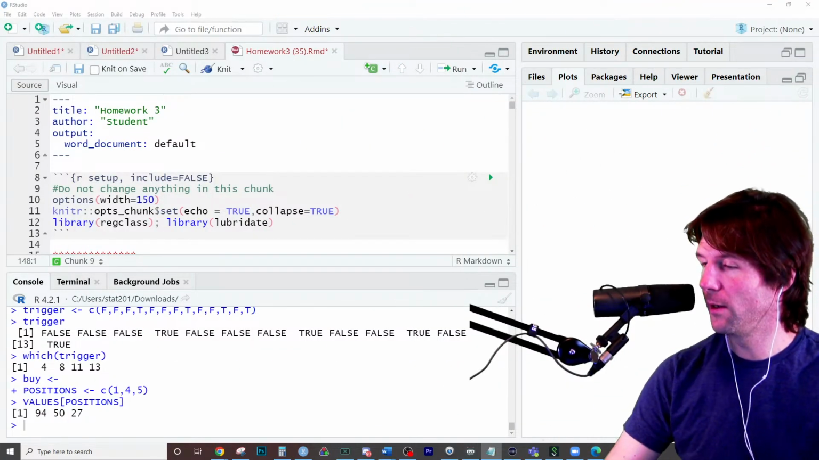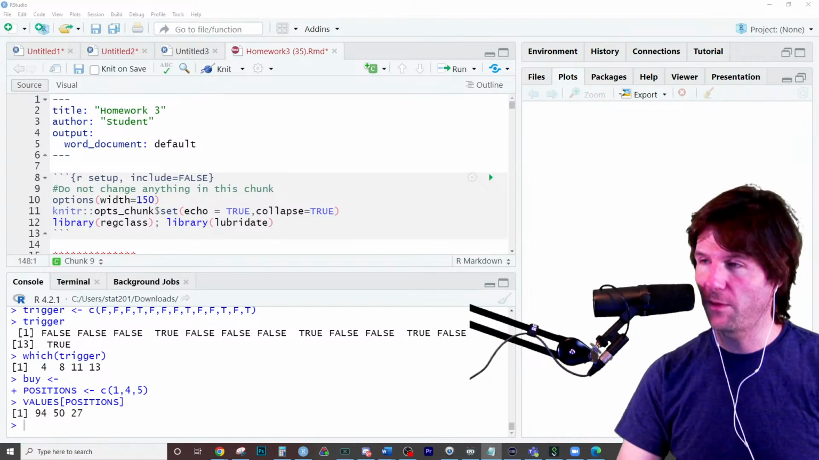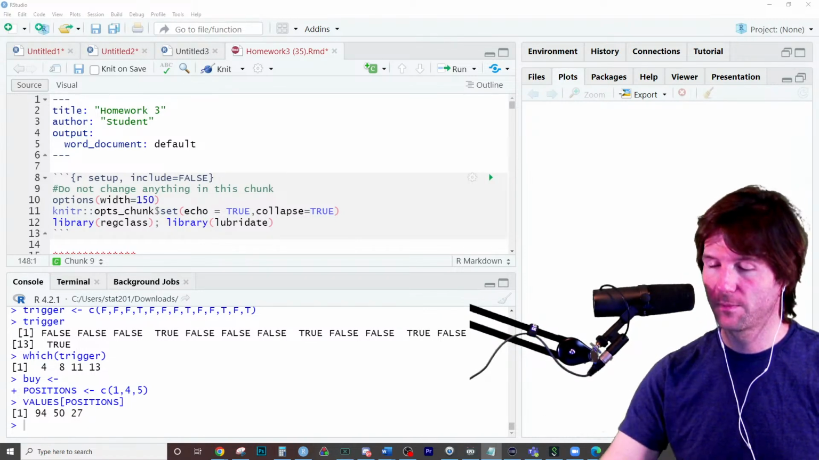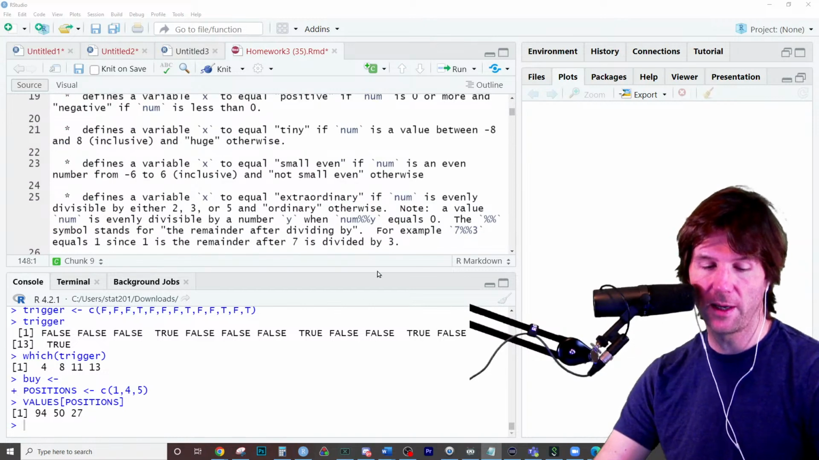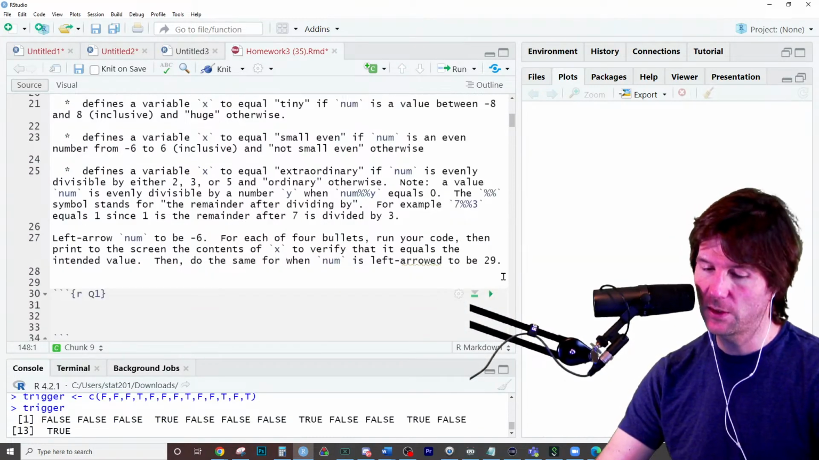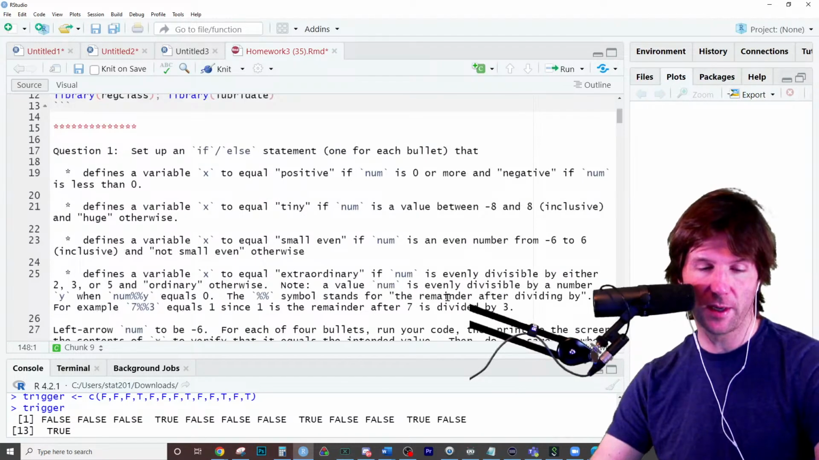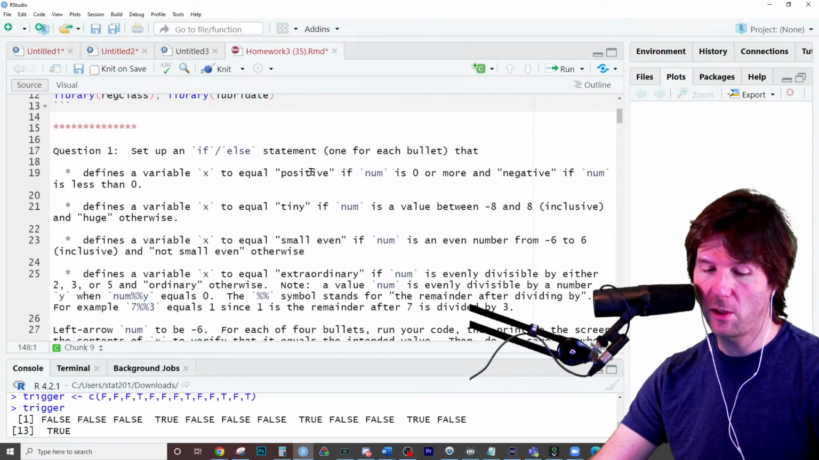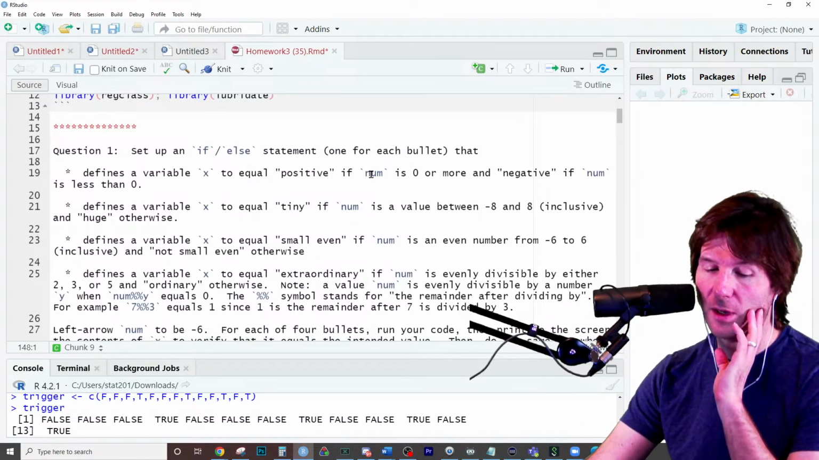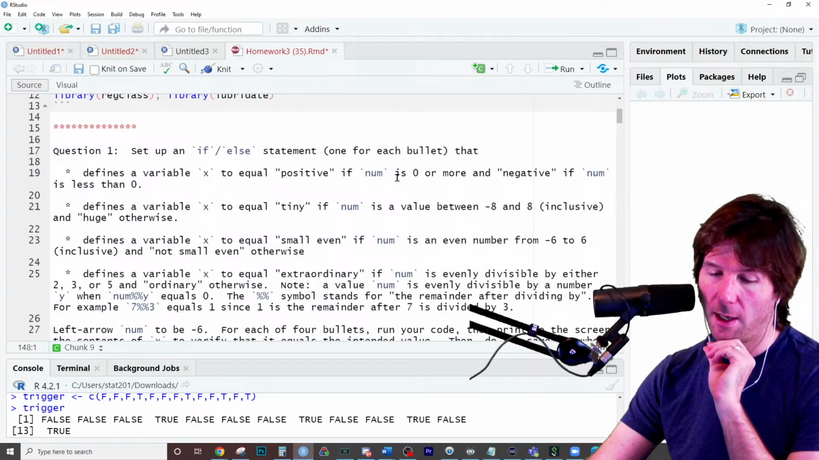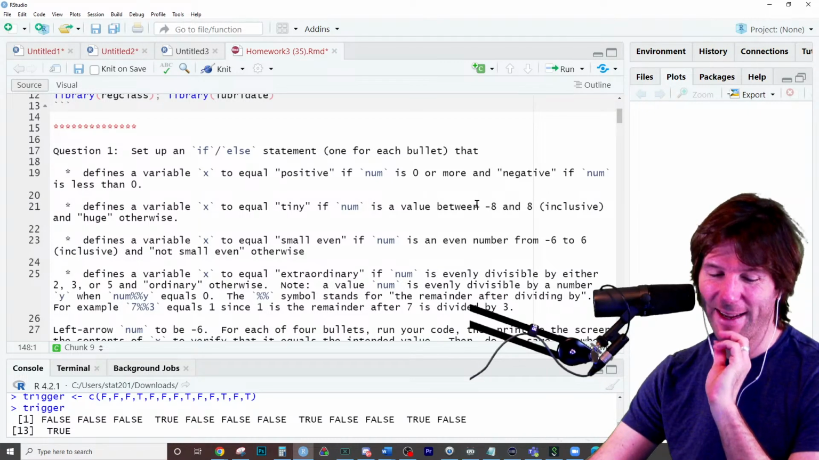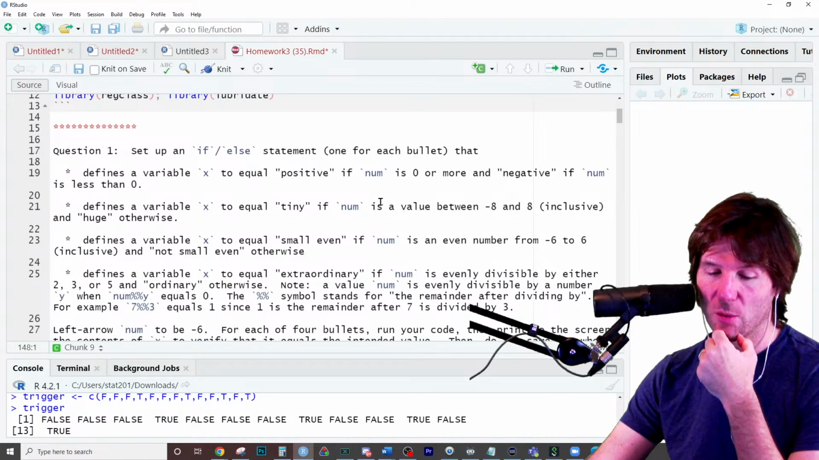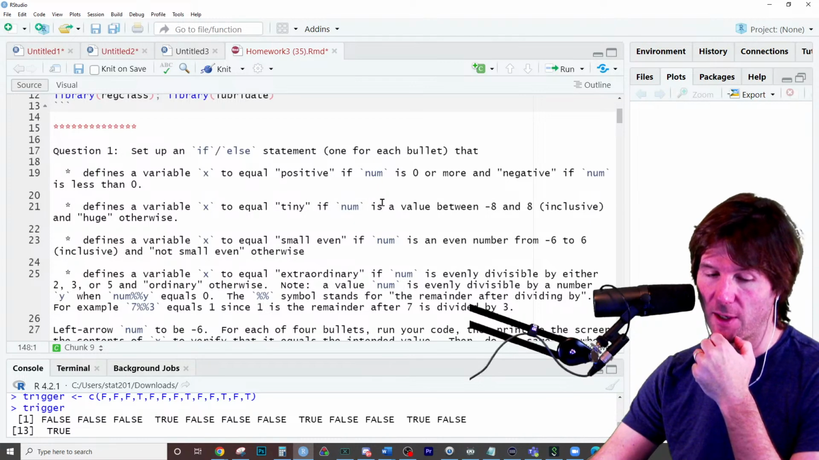Okay, let's start with question 1 right here. Here we go. So on the first question right here, we're doing some ifs and elses. So when you're doing these right here, set up an if-else statement for one of each of the bullets. Define a variable called x to be positive if num is 0 or more, and negative if num is less than 0. So we're just doing is something positive or negative right here.